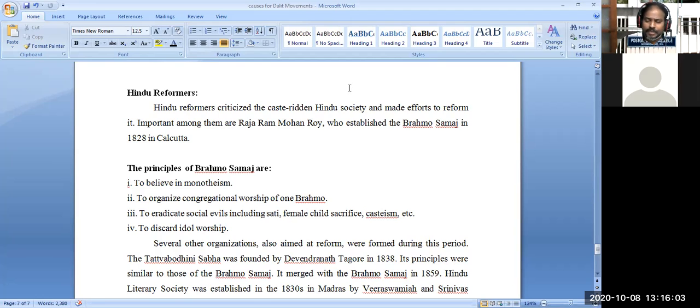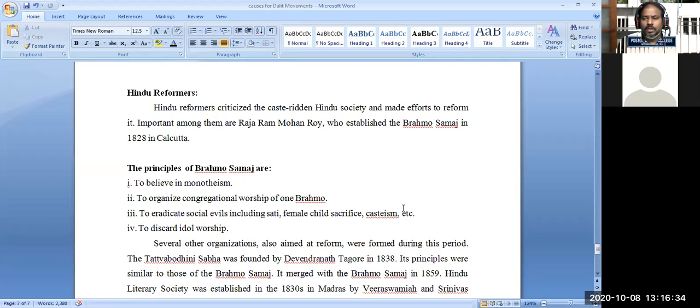And in the modern period, many movements like Prarthana Samaj, Arya Samaj, and the Theosophical Society, and many other organizations created awareness among these Shudras against the unwanted rituals, particularly in the Hindu society.